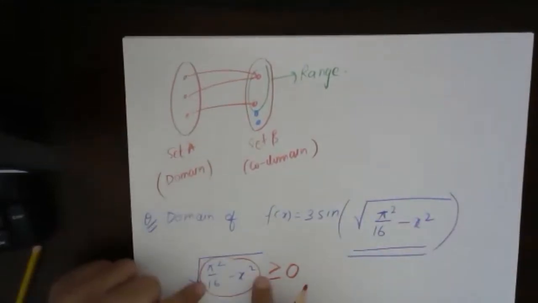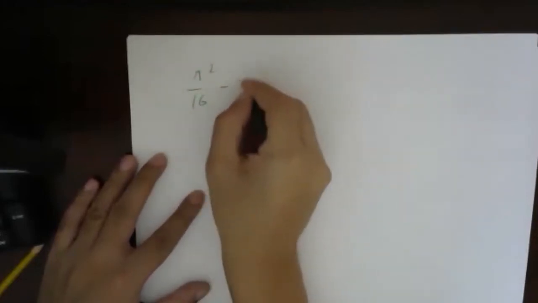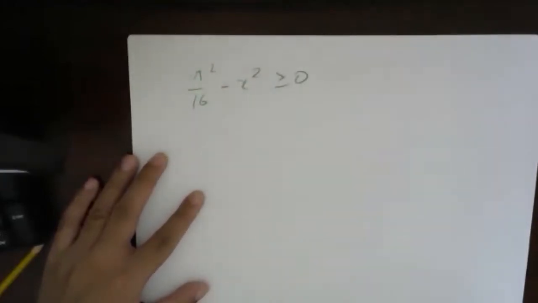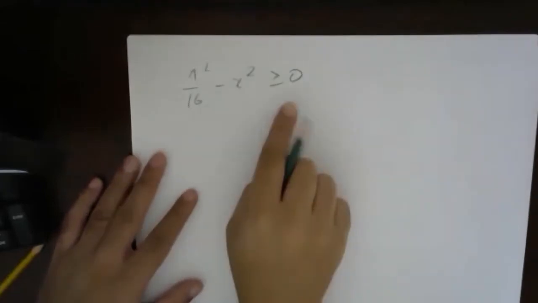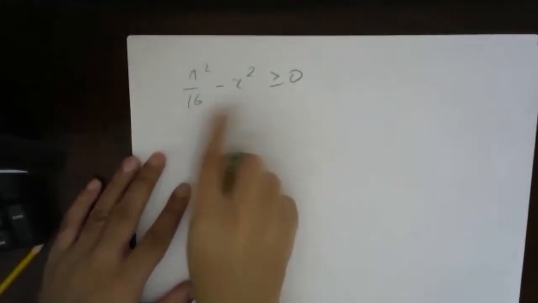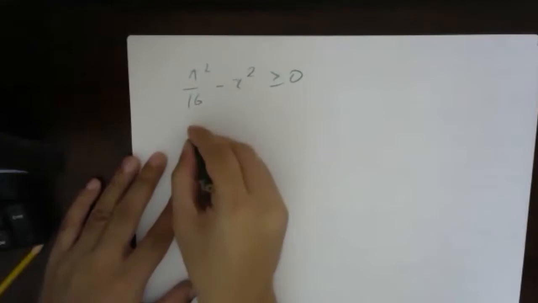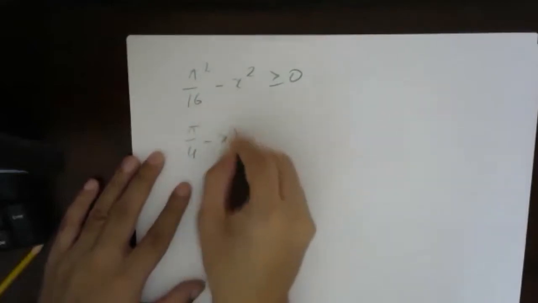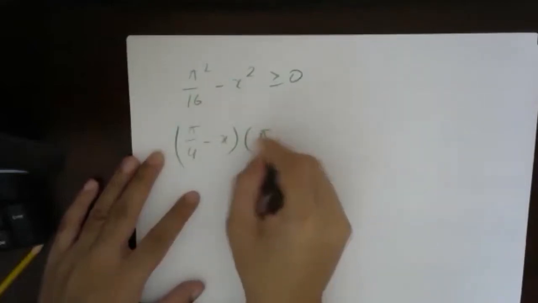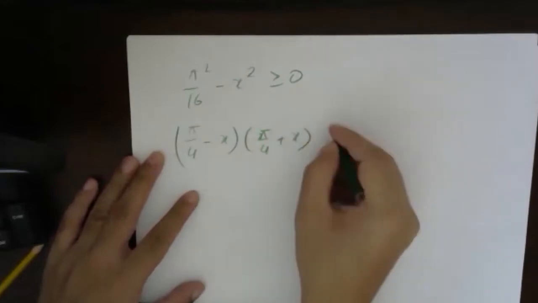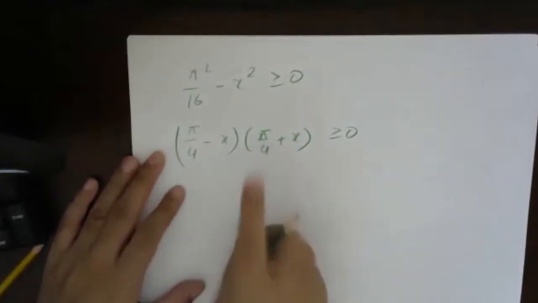If this has to be real, that means pi square by 16 minus x square has to be greater than or equal to 0, right? We can write the factors of this. This can be pi by 4 minus x into pi by 4 plus x. This should be greater than or equal to 0. These are the two factors.